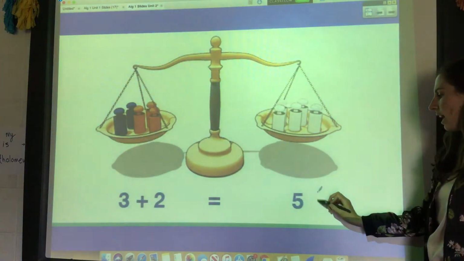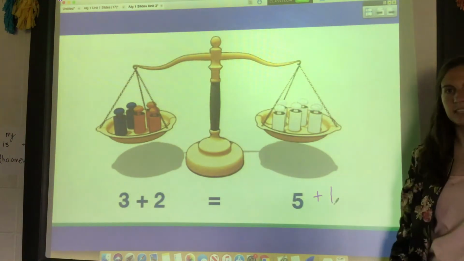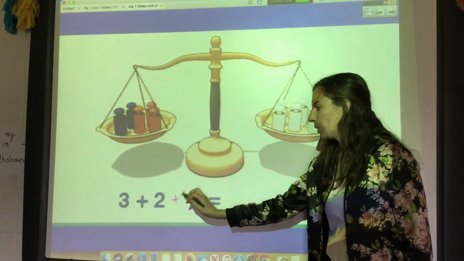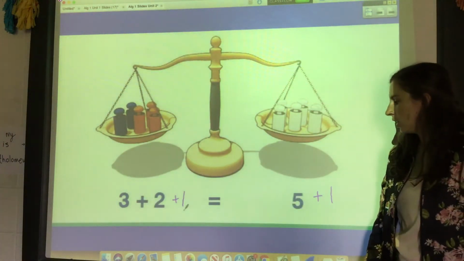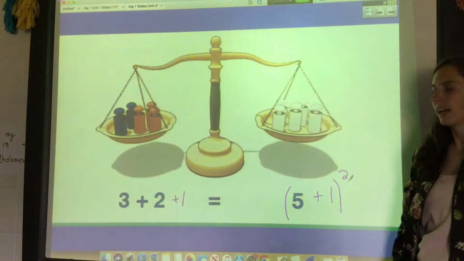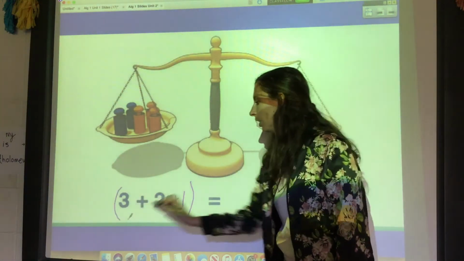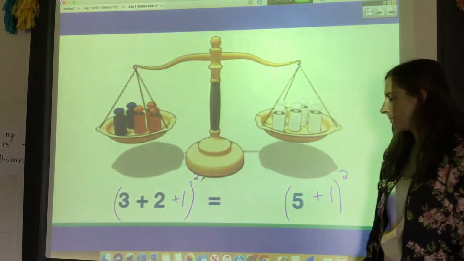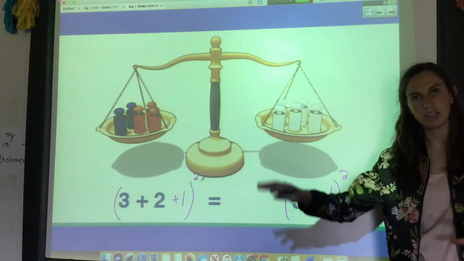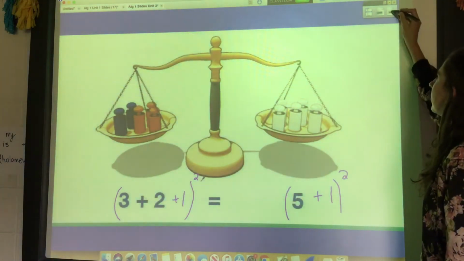If I were going to add another one to this side, that would make the side a little heavier, so now I need to add one to this side. Or if I were going to square this side, I would need to also square this side. So 36 equals 36. So just whatever you do to one side, do to the other. You've got to keep it balanced.